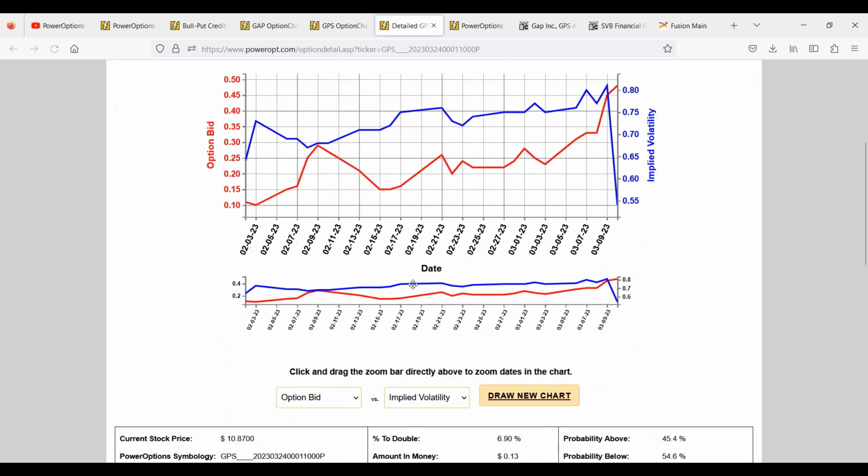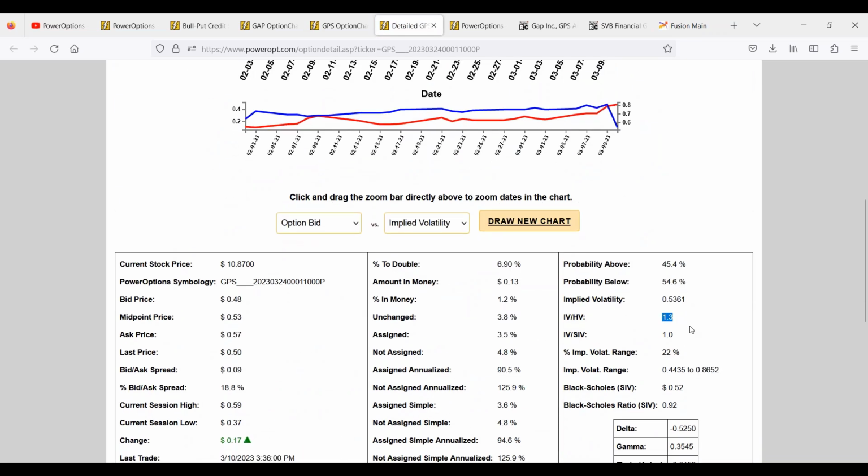Here we go. Let's just go there. Sorry about that. This one was a different one. Yeah, 1.3. So it's 30% higher. This is a different option we were looking at. The implied volatility here at 0.5361 is 30% higher than that 20-day, 50-day volatility. I'm pretty sure it's the 50-day volatility.